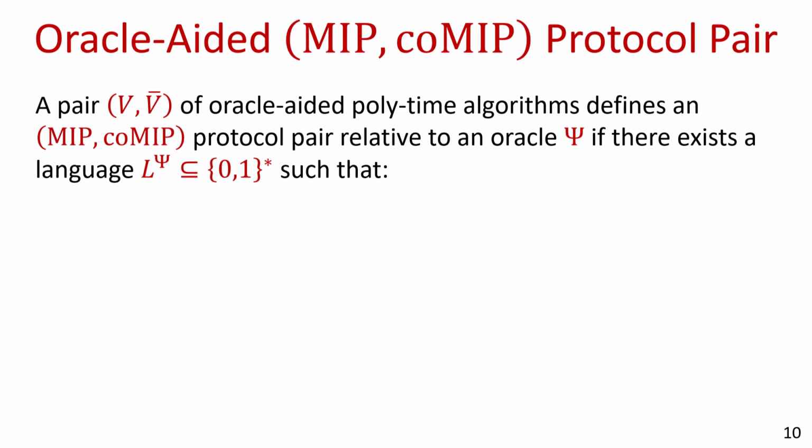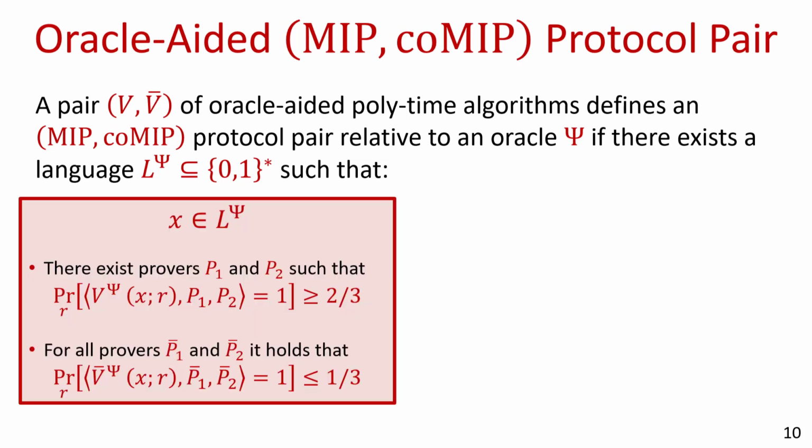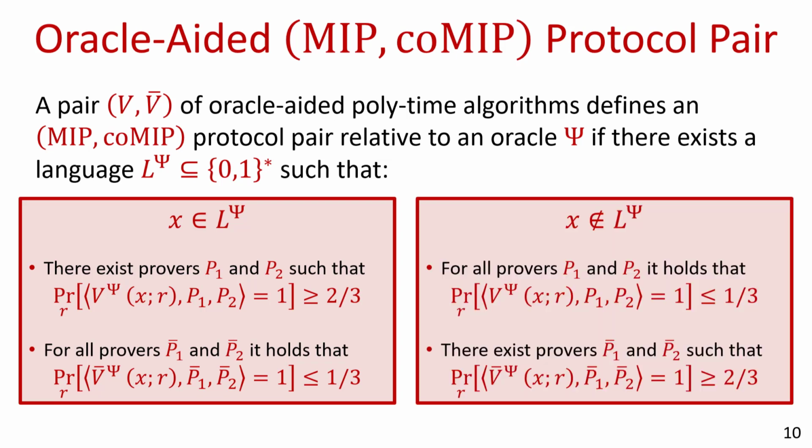More formally, for the MIP co-MIP case, the definition is as follows. We say that a pair V bar of Oracle-aided polynomial time algorithms defines an MIP co-MIP protocol pair relative to an Oracle psi if there exists a language L psi such that for every x in L psi there exist provers that convince V with probability at least 2/3, and no provers convince V bar with probability greater than 1/3, and for every x not in L psi, no provers convince V with probability greater than 1/3, but there exist provers that convince V bar with probability at least 2/3.